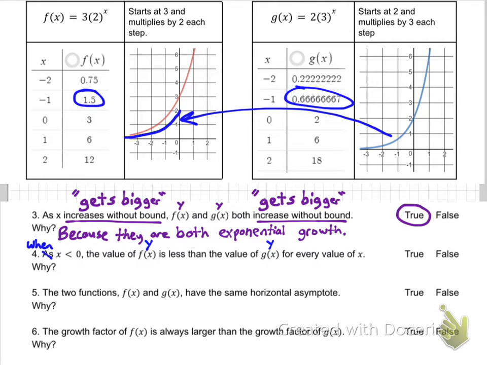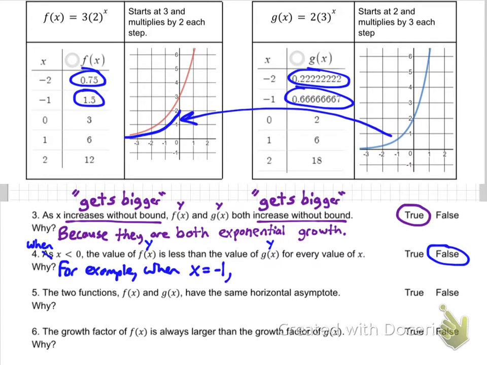So, another way I can answer this question is to look at the tables. The two places I circled are where x is negative, and when x is negative 1, f of x is 1.5, but g of x is 0.6 repeating. So that right there is enough for me to know, and just likewise the one above it, that this statement is false. I could say, for example, when x is equal to negative 1, f of x is 1.5, and g of x is 0.6 repeating, so f of x is greater. That means f of x is not less than the value of g of x for every value of x less than 0.